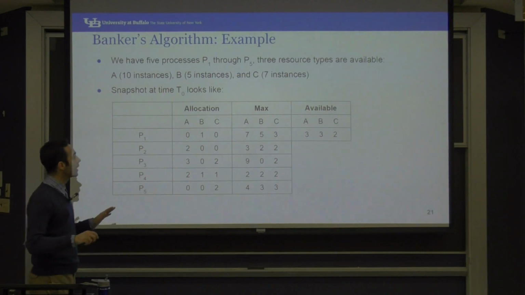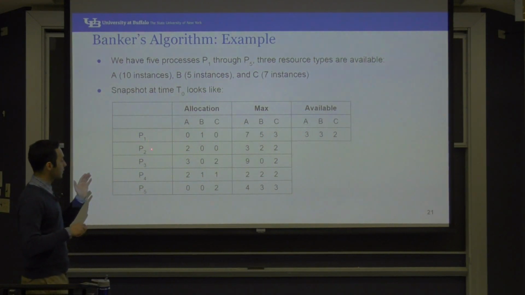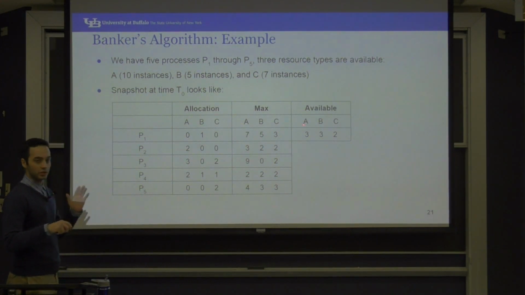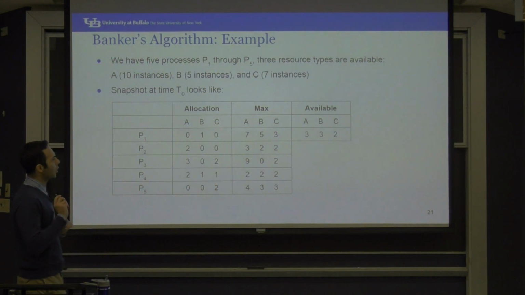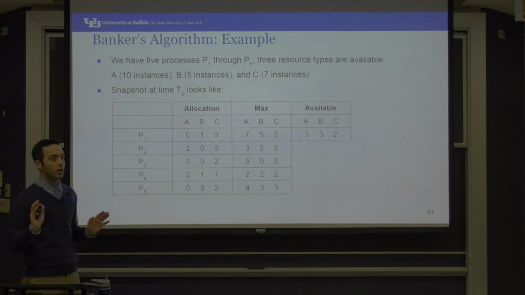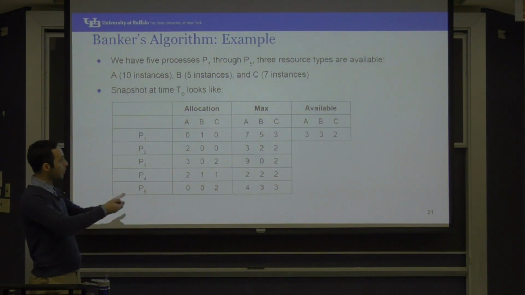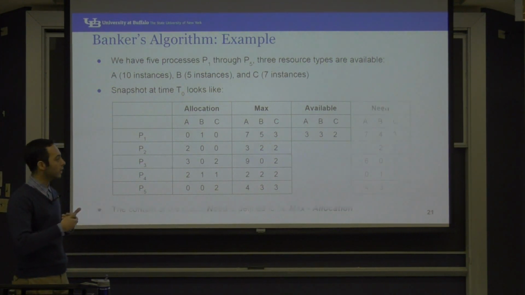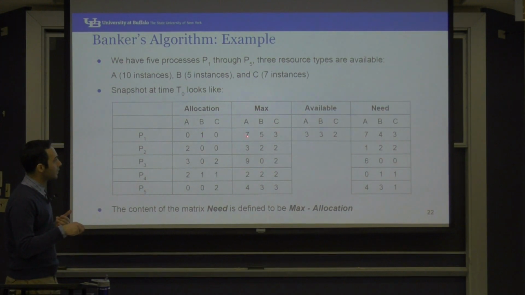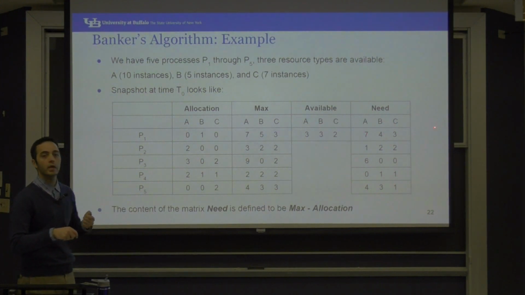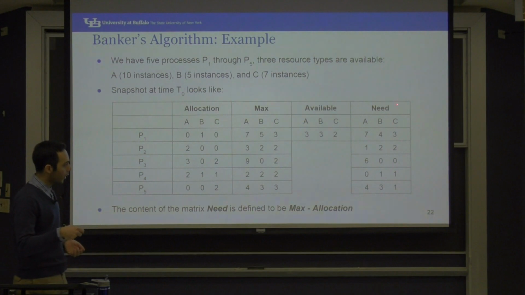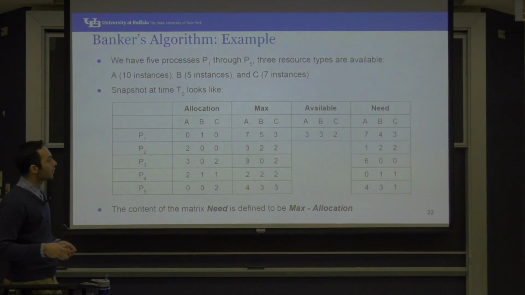This is the current state. And the maximum that each process has declared is in this matrix, right? So first thing first, we build the need matrix. The need is maximum minus allocation, right? So if it may request 7, 5, 3 total, and right now it has 0, 1, 0, that means that it may need 7, 4, 3 in the future, right? And so on. So you build this first.